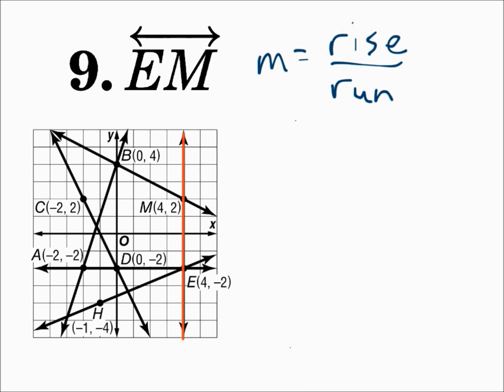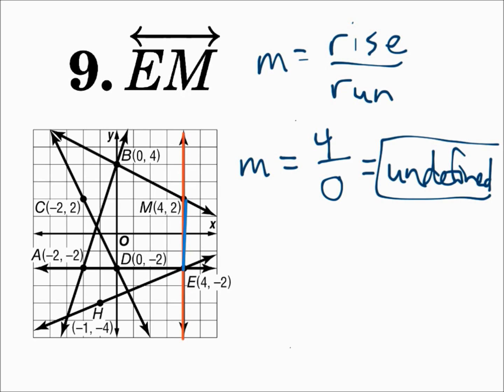Line EM, that's a vertical line. From E to M, that's a rise of 4. But you don't run any. You don't go left or right because you can't, because it's vertical. So the run is 0. And 4 divided by 0, that's undefined. Remember, a vertical line has an undefined slope. When you divide by 0, it's undefined. Remember, when the 0 is under, it's undefined. Under, undefined. That's how you remember.